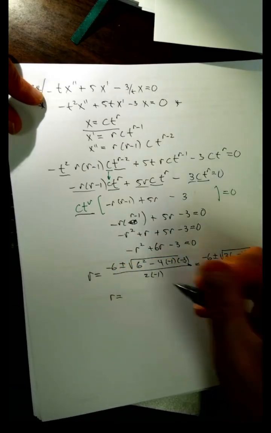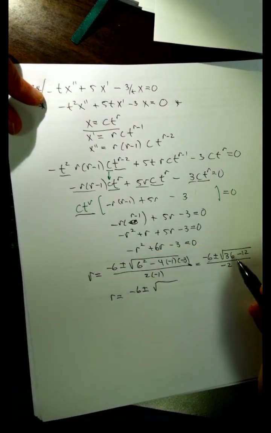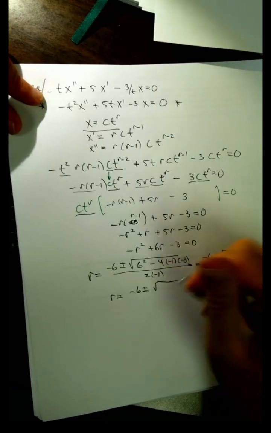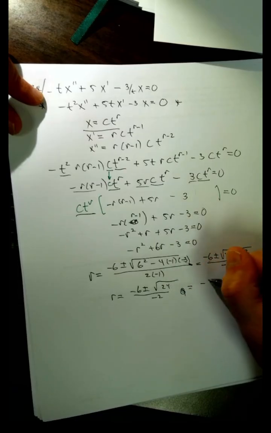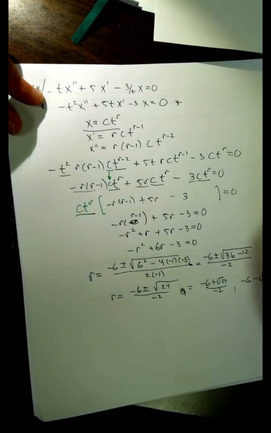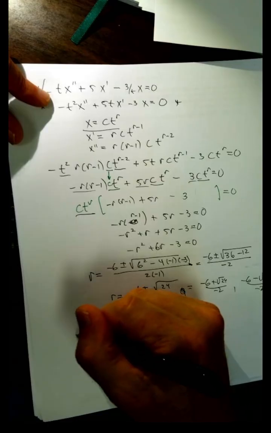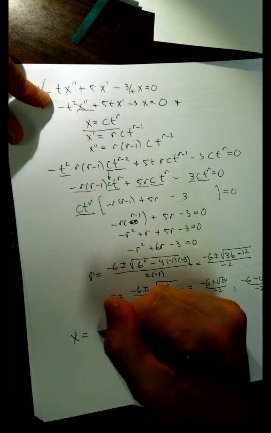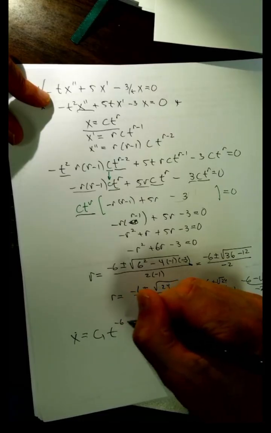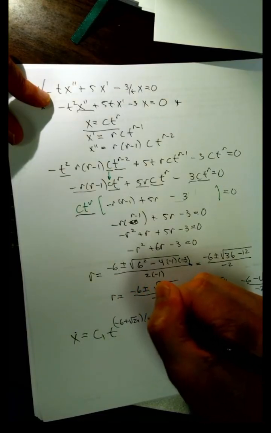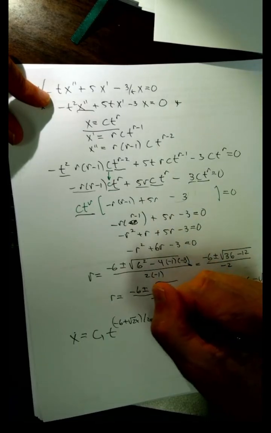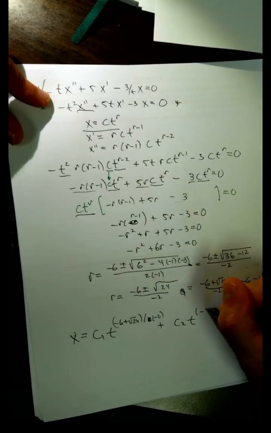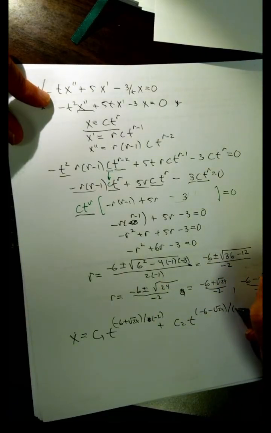So my r is minus 6 plus or minus the square root of 24 over minus 2. So my two roots are minus 6 plus square root of 24 over minus 2, or minus 6 minus square root of 24 over minus 2. So I'm working with x's. X is going to be c1t to the, the first one is minus 6 plus square root of 24 divided by 2 plus c2t to the. Oops, I've got to be careful. There's a minus 2 in the denominator. Minus 6 minus square root of 24 over minus 2.